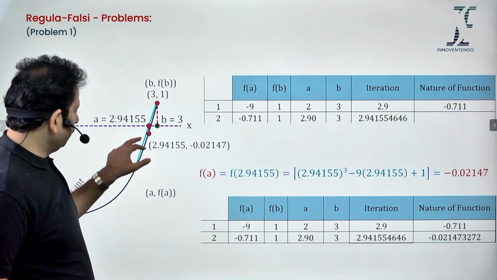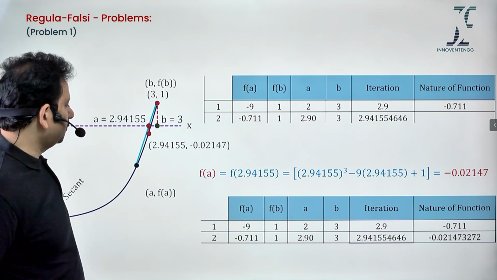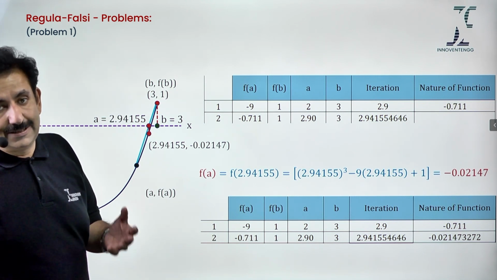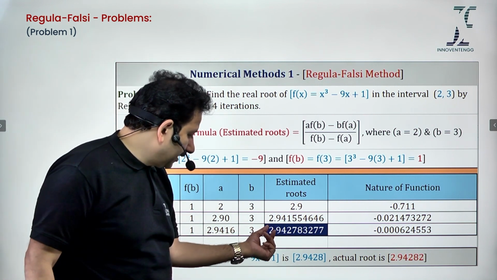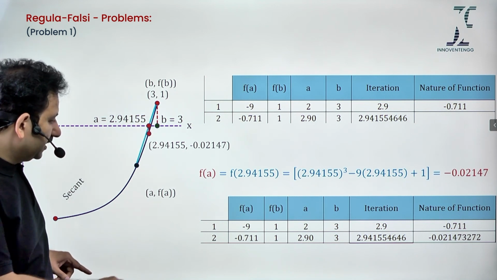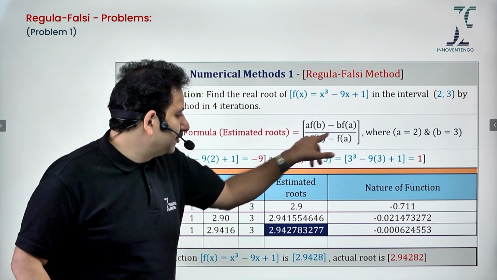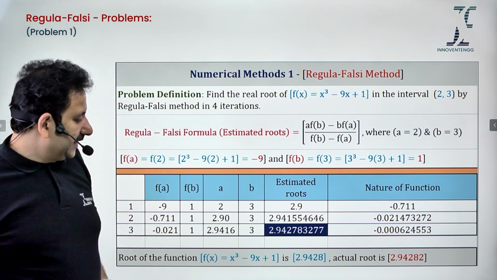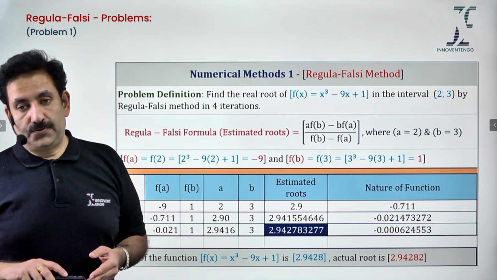Again you will get 2 points. One has got negative value, one has got positive value. Again you are going to draw one more secant to get your third approximation, and that is shown here. If you join these 2 points, this point and that point, you will get this particular value. How do you find it out? Again using this formula, that is 2.942783277, which is very, very close to your actual root.